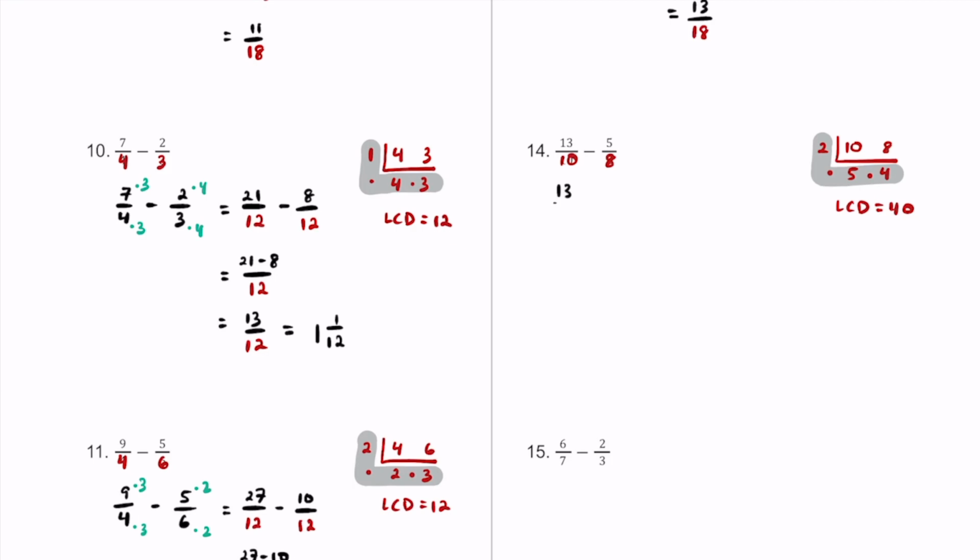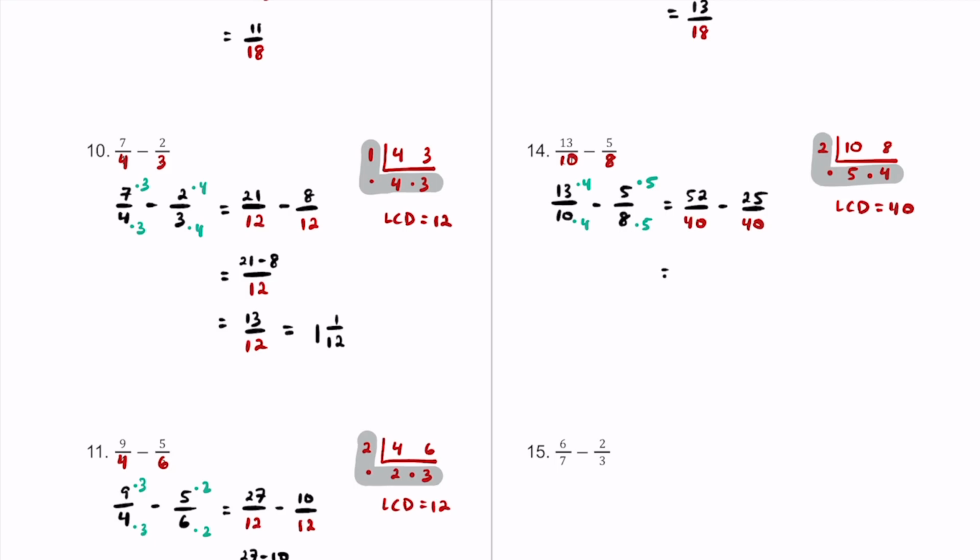All right, so we have 13 over 10 minus this 5 over 8, and we want to get to 40, so let's do times 4 times 4. Let's do times 5 times 5. If we do that, 13 times 4 is going to be 52. So we're going to have 52 over 40. And let's go ahead and take away 5 times 5, which is 25 over 40.